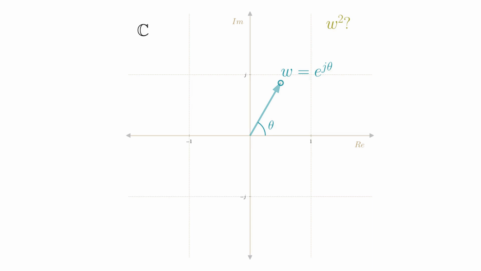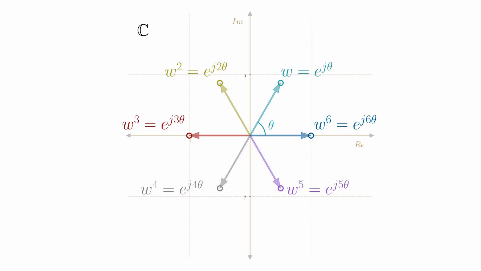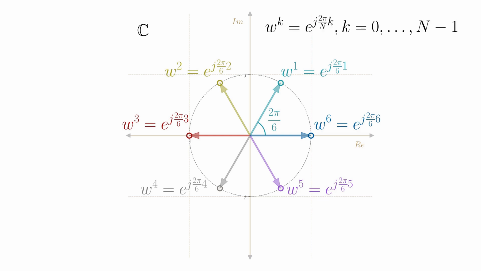Well, squaring means rotating the unit vector on the real line twice by theta. Good. How about w cubed? Rotate once again by theta. Right. So we could keep going like this. So what we have essentially done here is to divide the unit circle into 6 equal sectors. Now what is theta? We are dividing 360 degrees or 2 pi radians into 6 parts. So 2 pi by 6. Exactly. So in general, the vectors e raised to j 2 pi by n k divide the unit circle into n equal parts.